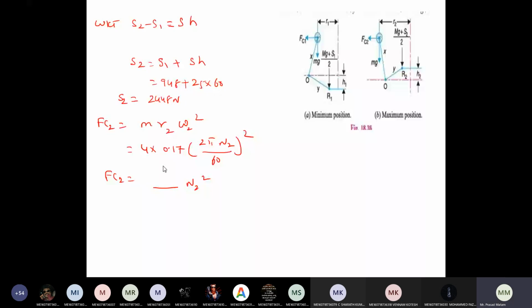Dear students. Hello. 7.45 into 10 power minus 3. 7.4 minus 3, why it is coming? All are in meters only, no?